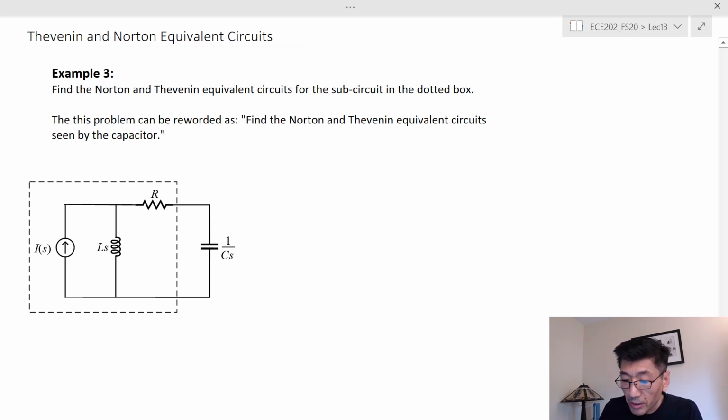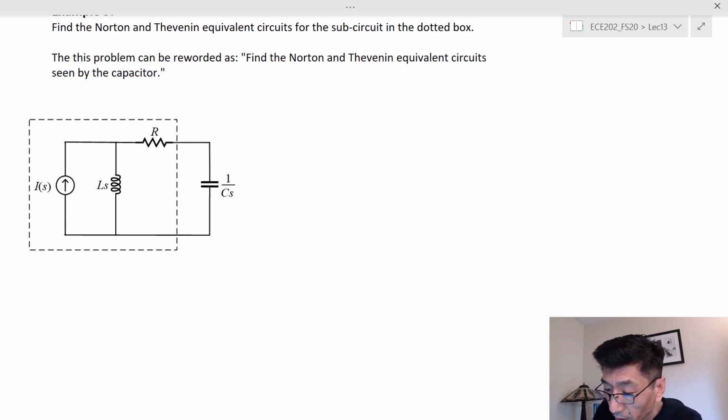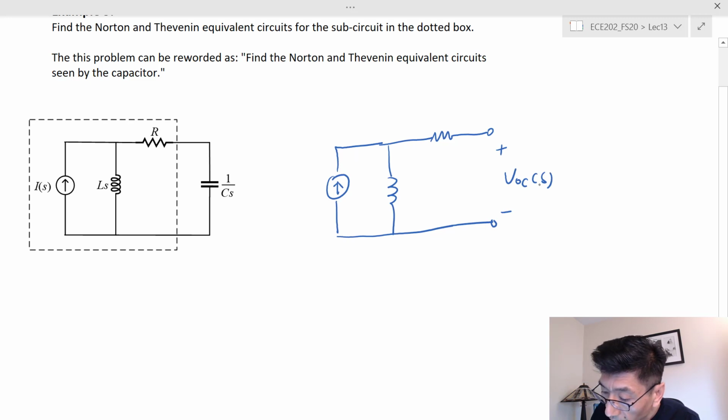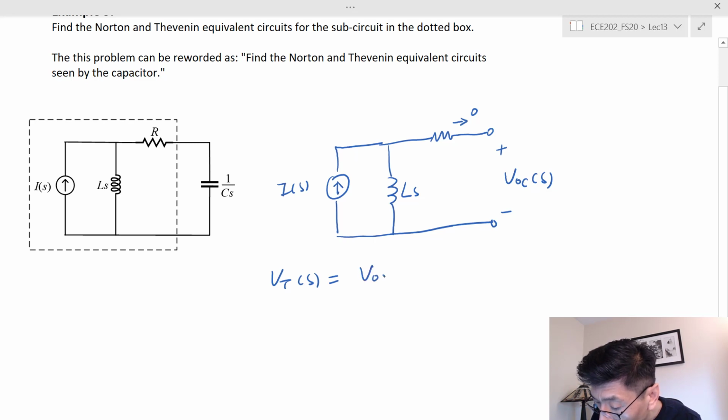So in that case, we need to isolate the circuit from the rest of the circuit. So we can do the open circuit voltage, and in this case, we can isolate this circuit here. We call it V_OC(s), and here that means the current is 0, right? So I have I_S here, I have L_S here. So in this case, the open circuit voltage is going to be equal to the Thevenin equivalent voltage. That's going to be equal to V_OC(s).